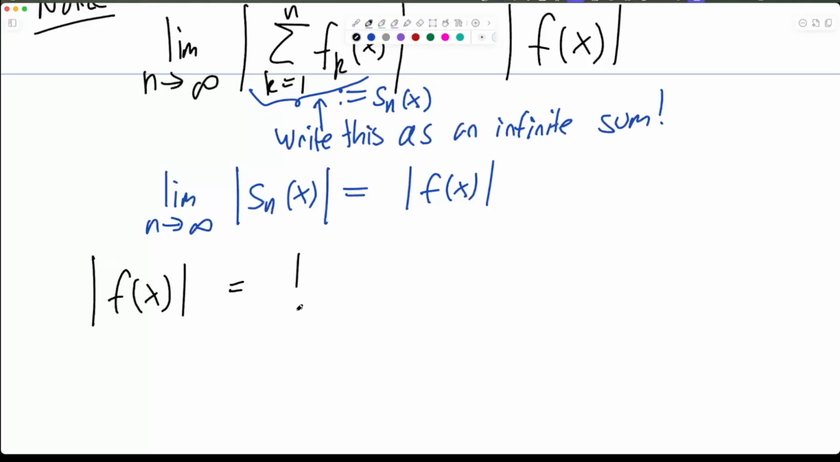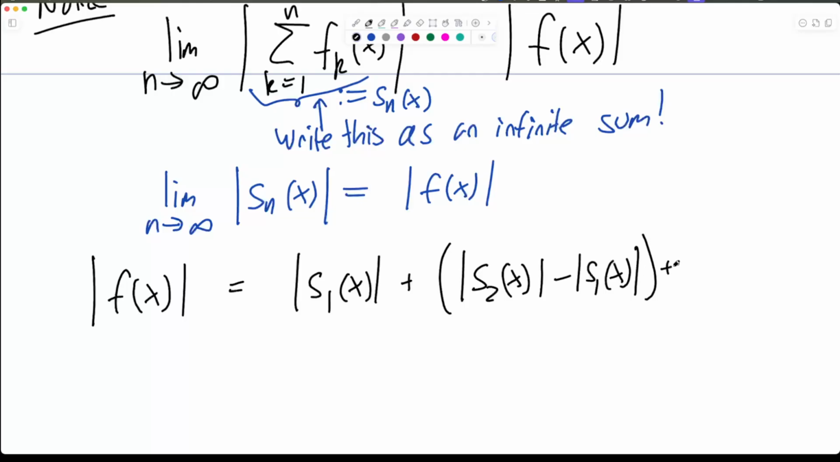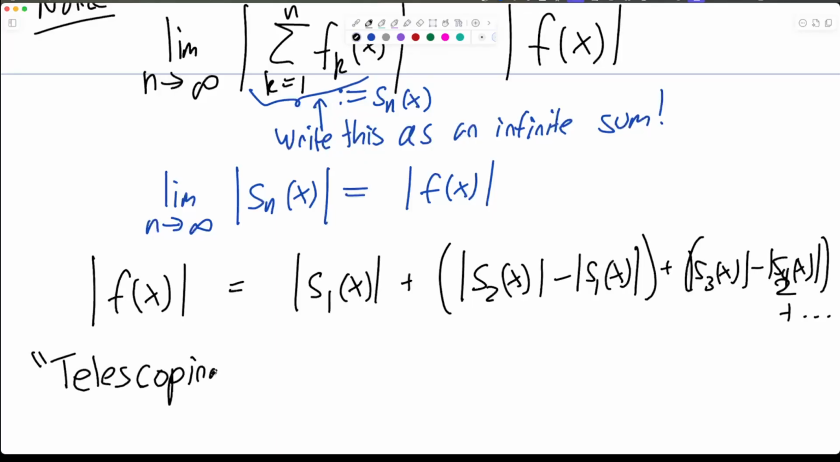I'm going to write it like this. It's S1 in absolute value plus, and then you do S2 of x minus S1 of x, and then plus S3 of x in absolute value minus S2 of x, and plus dot, dot, dot. So f is the infinite sum of the absolute values of the Sn's. I'm writing it as the first bit plus the difference of the second bit minus the first bit, plus the third bit minus the second bit, and so on. So this is this telescoping sum idea that I think we've had earlier in the course. You can write something as a telescoping sum.